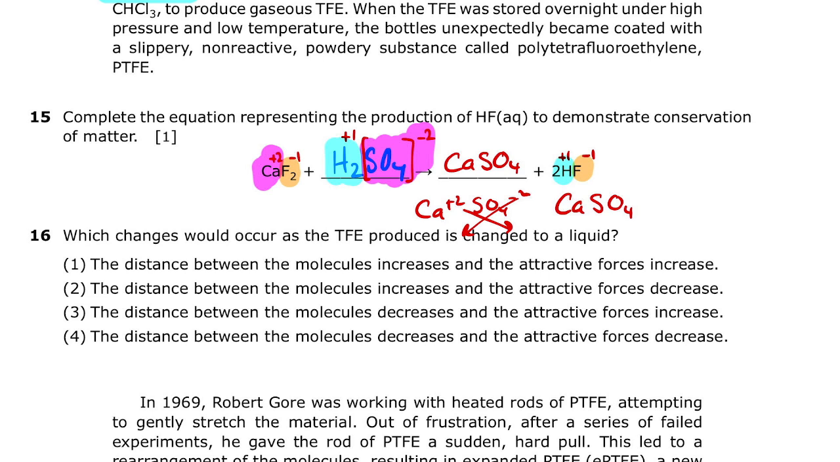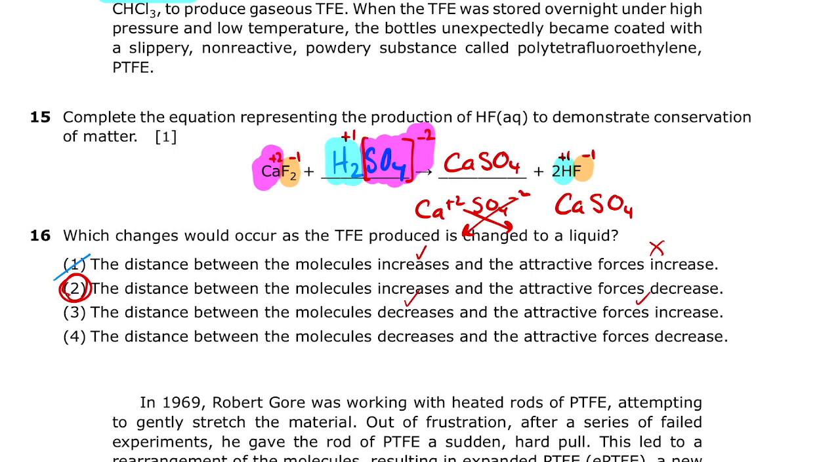So choice 1 says the distance between the molecules increase, which they do, and the attractive forces increase. They do not. The attractive forces are going to get weaker, right? That's why it's becoming a liquid. Choice number 2 says the distance between the molecules increase, which they do as a liquid, and the attractive forces decrease. That is the correct answer.